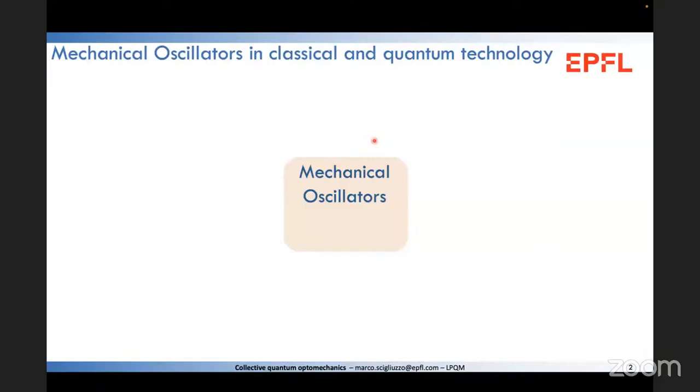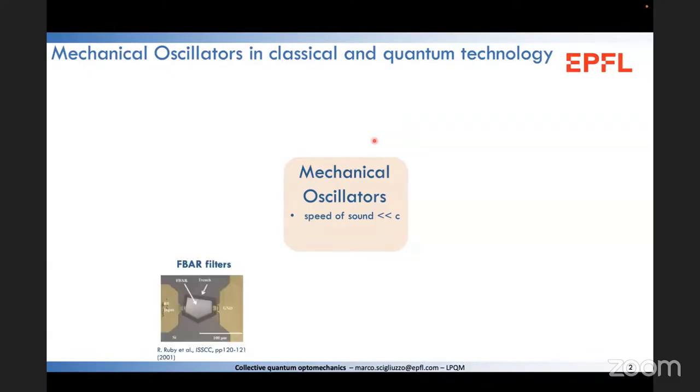And before going into detail, I want to tell you why I think mechanical oscillators are a really interesting object to study. If you compare the speed of light to the speed of sound, the latter is much smaller, 5 orders of magnitude. Therefore, if you want to make a filter, you can have a filter with a tiny footprint. Or in our phones, there are many mechanical filters. And now if you go to the quantum technology side, you can have atoms whose footprint is many orders of magnitude larger than the wavelength of the photons that they interact with. So they're really giant atoms.